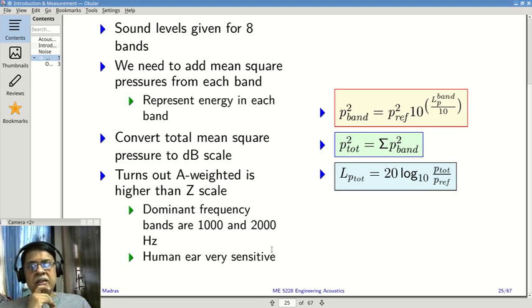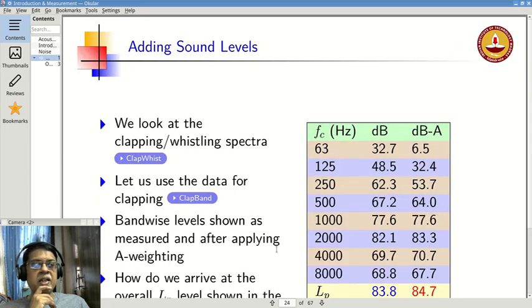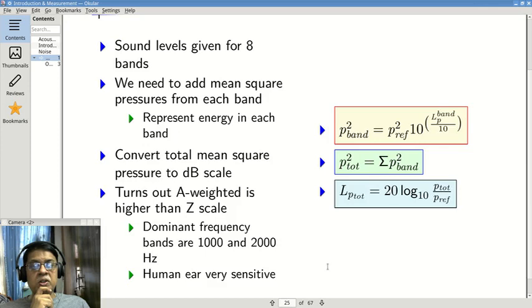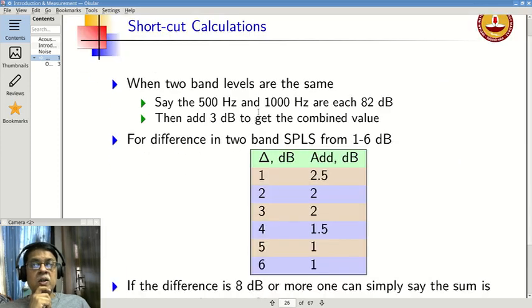But I, as an engineer, would like to look at this data and quickly arrive at some numbers. So I'll tell you how to do this. These are called shortcut calculations. For the shortcut, we look at the various bands and see what the difference is between them.